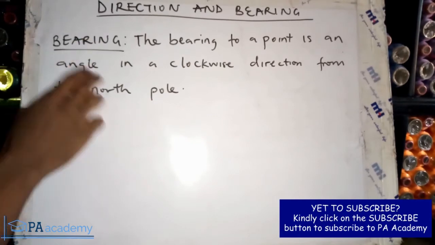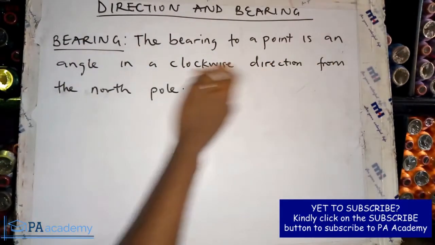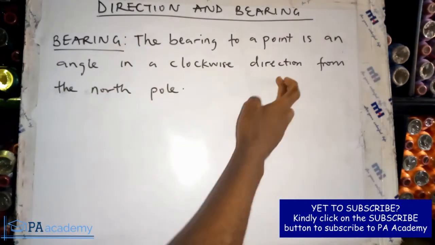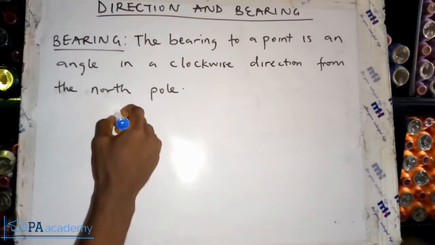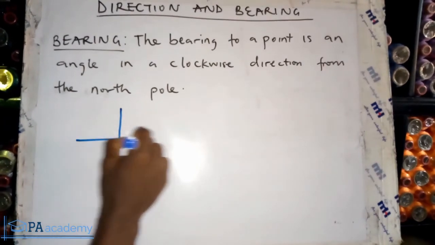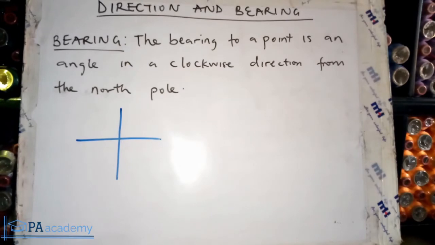So for bearing, the bearing to a point is an angle in a clockwise direction from the north pole. What is this saying? If in a question you have been told that something is moving on a bearing of whatever angle, let me first draw the cardinal points. That's what we want to look at.